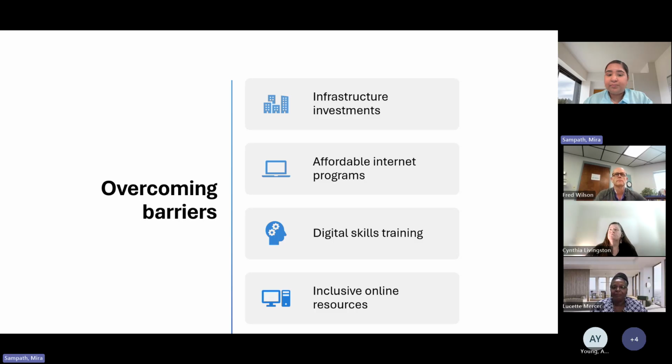Digital skills training. Again, lots of great organizations doing that. And the curriculum that me and my team have designed, we do hope after we test it and make sure it's effective, that we can launch that statewide, so it's available to anyone who wants to do that sort of education. And then inclusive online resources, as we mentioned, mitigating language barriers and things like that. So again, to open the floor, Lucette, I think you had your hand up.